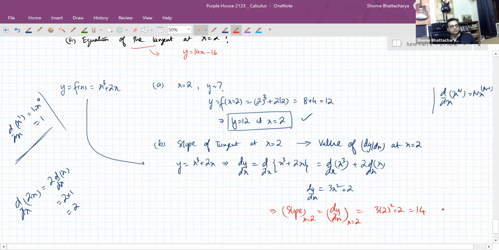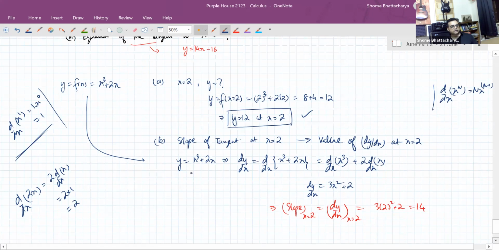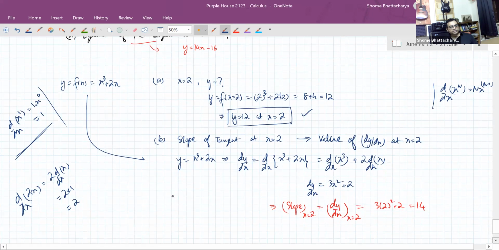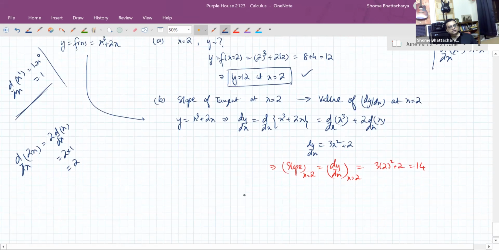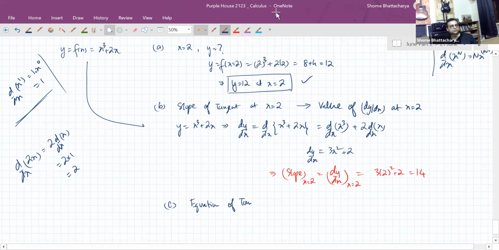Okay. So now see, we know both the things that we require for the third part. We want to find the equation of tangent. So the C part, equation of tangent at the point x equal to 0. Sorry, x equal to 2.